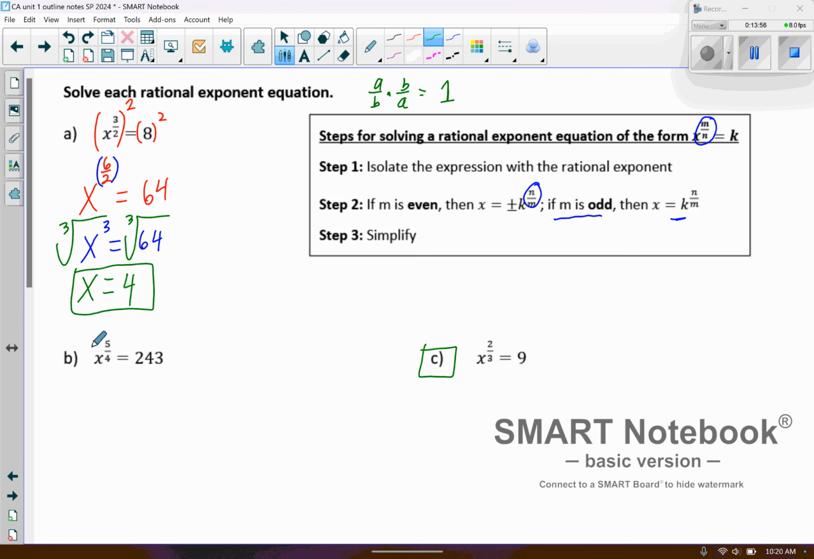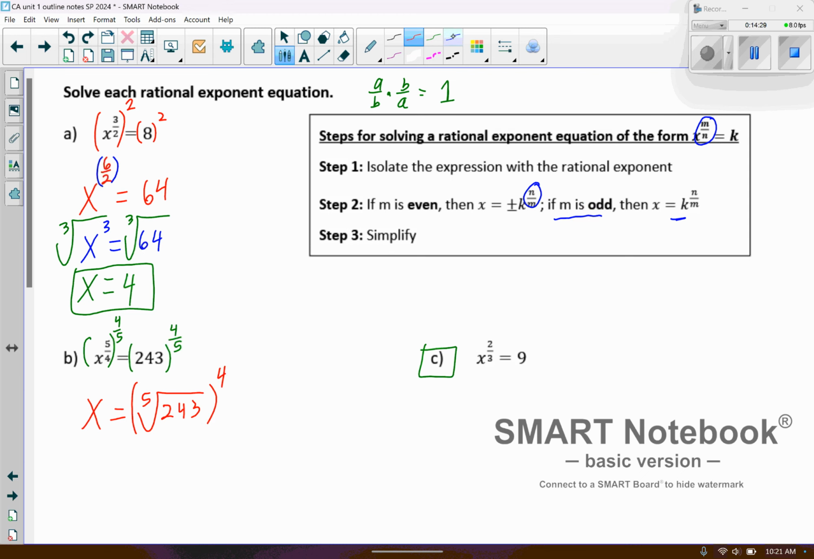And once again, you could do this in pieces, but what we could do here is raise both sides to the reciprocal, which would be 4 over 5, and this one would be 4 over 5. And what this does is, when you multiply by a reciprocal, 5 over 4 times 4 over 5, it just turns into x. And that's really my goal for solving. I want to know what x is. And so then I'm left with this. So this is going to be the 5th root of 243. And then once I figure that out, I need to raise it to a power of 4.